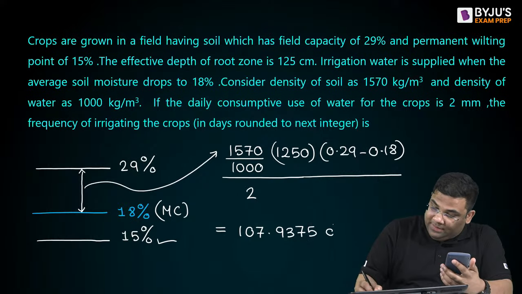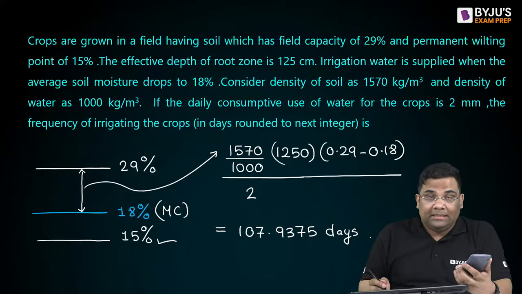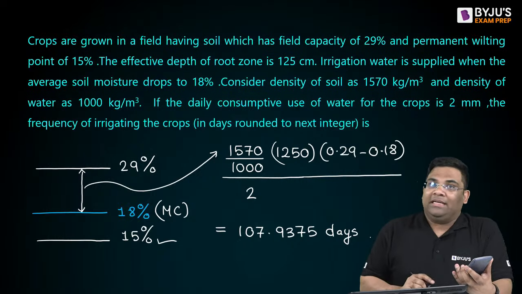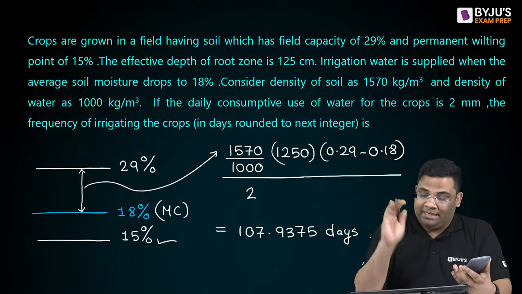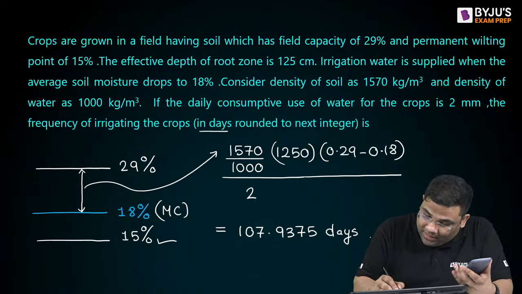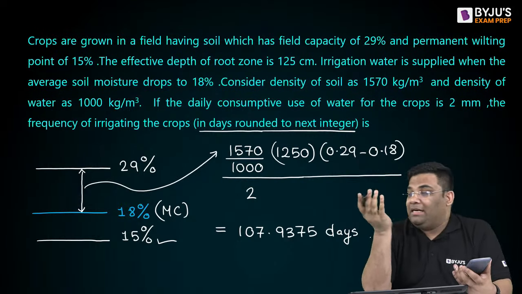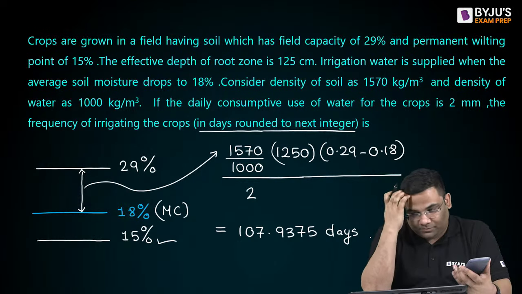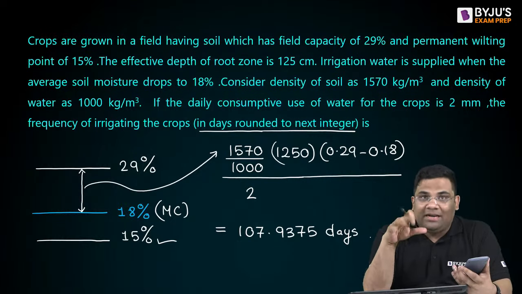Yes. This many days. So you have to irrigate within these days. So the actual answer should have been how much? 107 or 108? Ignore this line. Suppose this line is not mentioned, then what would have been the right answer? Tell me, 107 or 108? If this is not mentioned, it is 107, right?